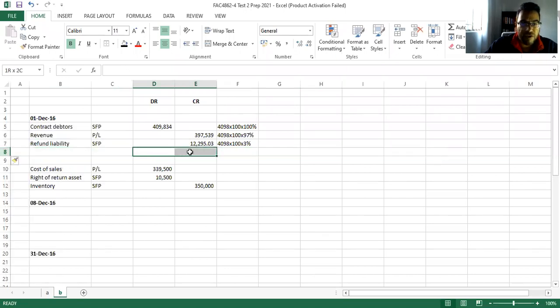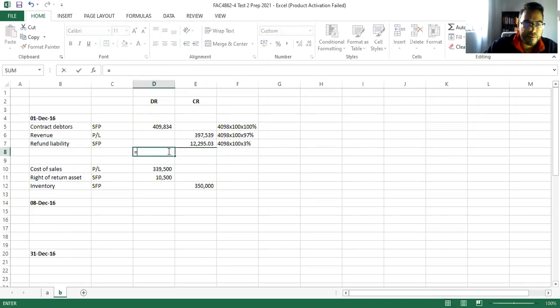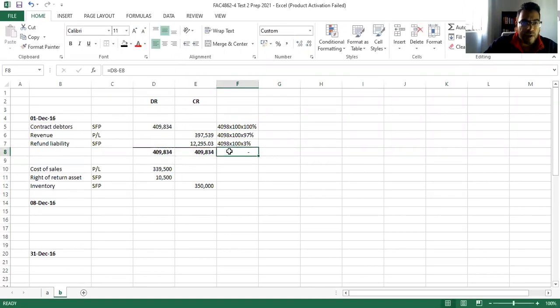I just want to show you, you don't have to show this in the exam. I'm only doing it for our purposes to see that the journal entry balances.